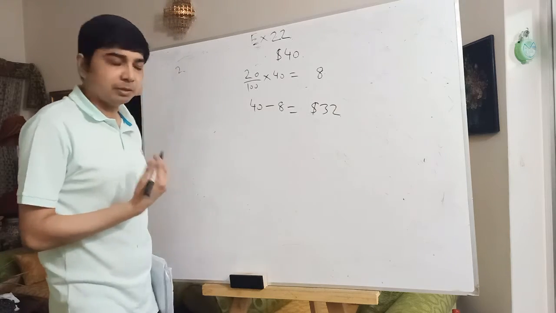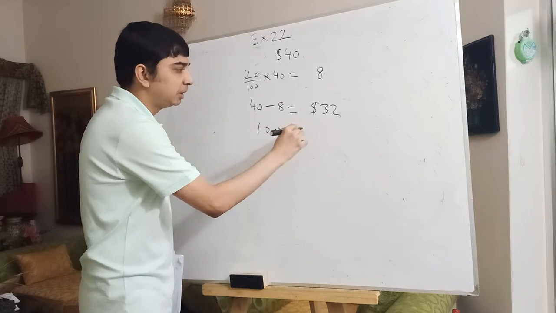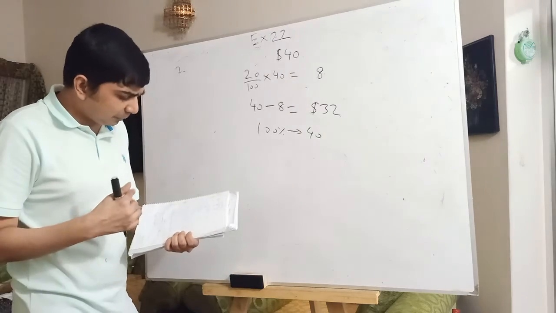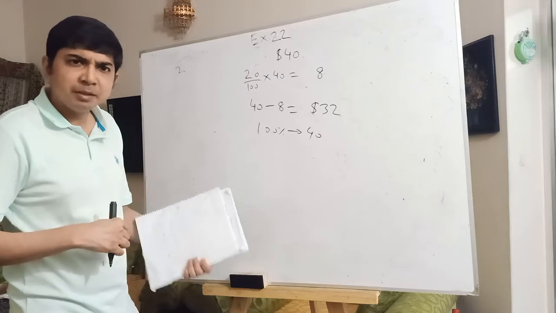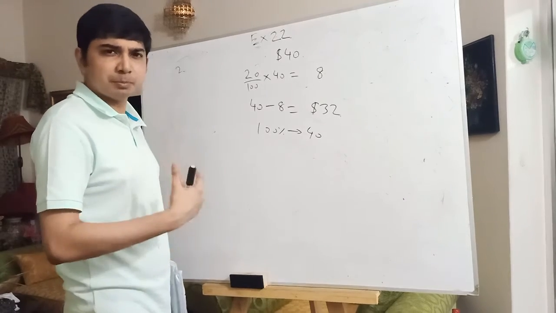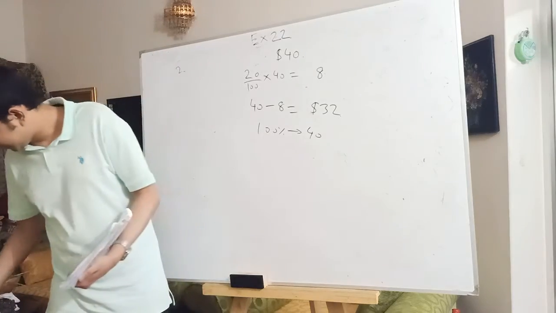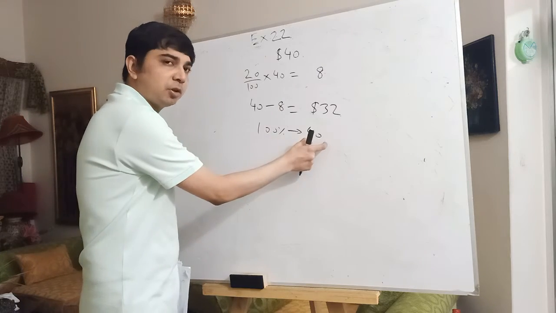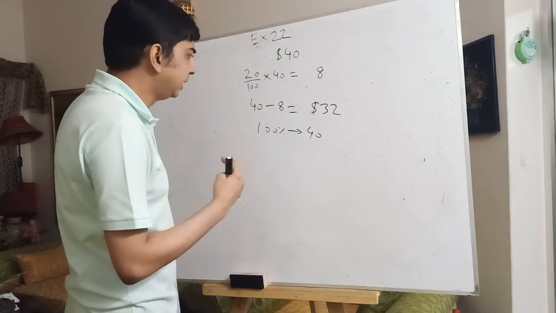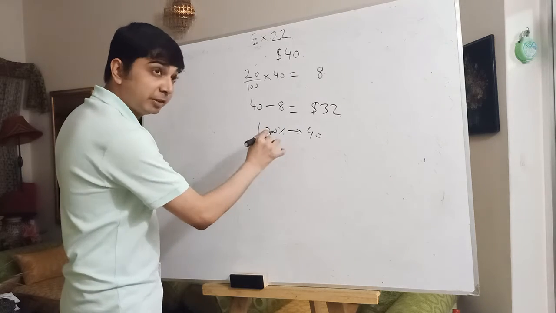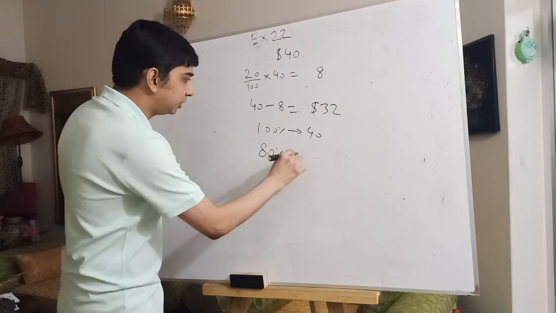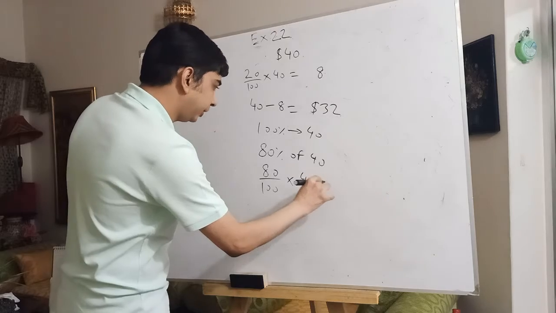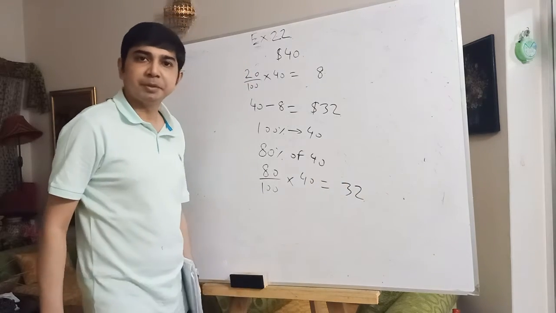So 100%, we consider it to be the 40, the cost price or the basic price. Now, if the price is reduced by 20%, the sale price or the selling price is actually what? So 100% is the cost price. So here since it's being reduced by 20%, the selling price is going to be just 80%. That is 100 minus 20, 80% of 40. So that is 80 by 100 into 40, which is equal to 32. Okay.